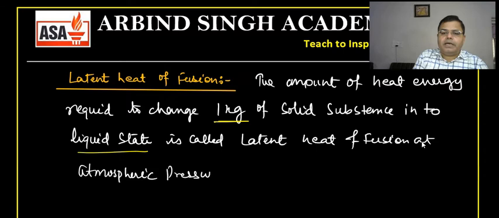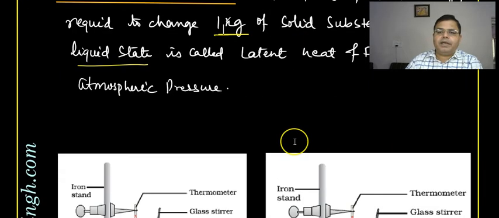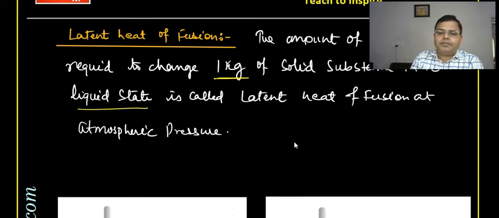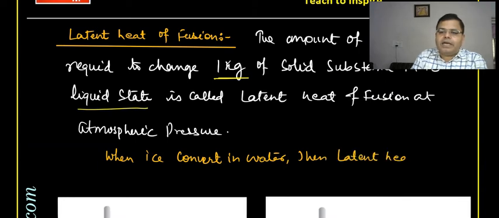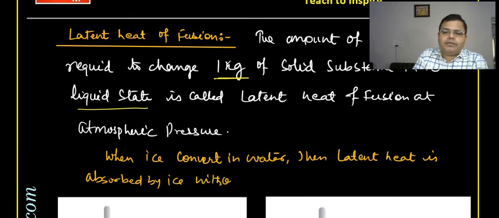At atmospheric pressure, as we have learned, pressure also plays a very important role in change of state. So at atmospheric pressure, the amount of heat energy required to change 1 kg of solid substance into liquid is called latent heat. Latent heat is a hidden heat. When ice turns into water, the ice absorbs this heat, so when ice converts into water, latent heat is absorbed by ice without changing temperature.